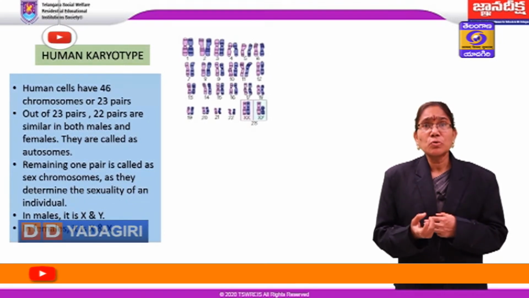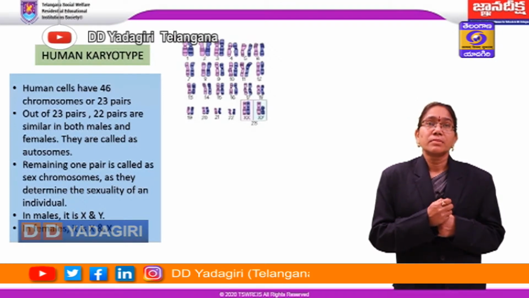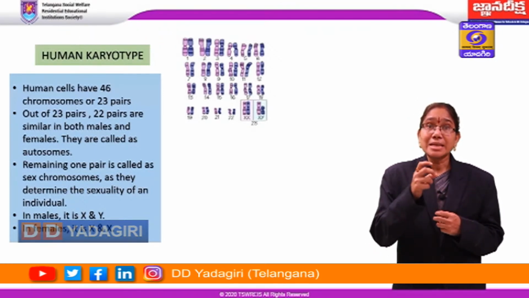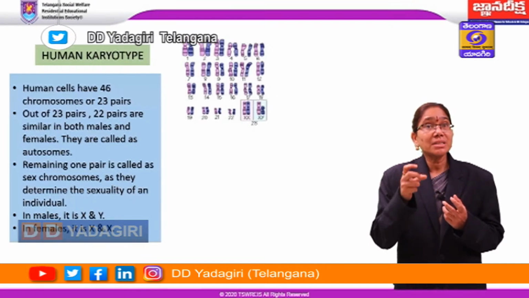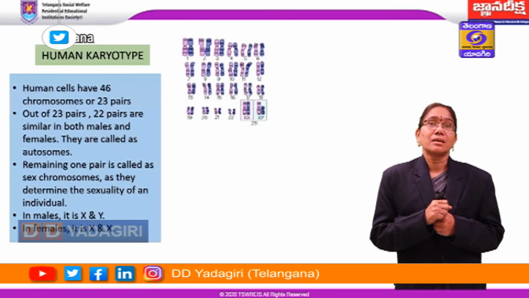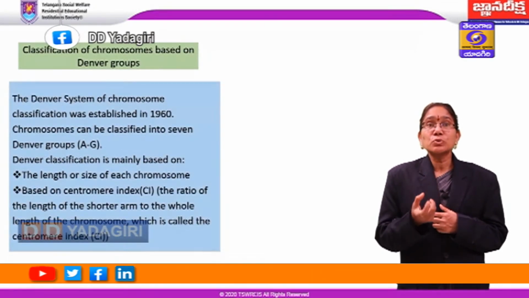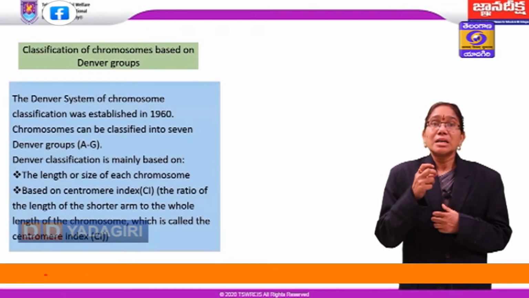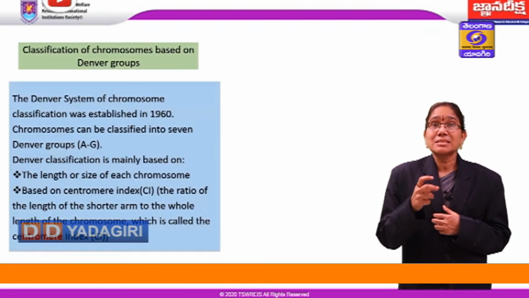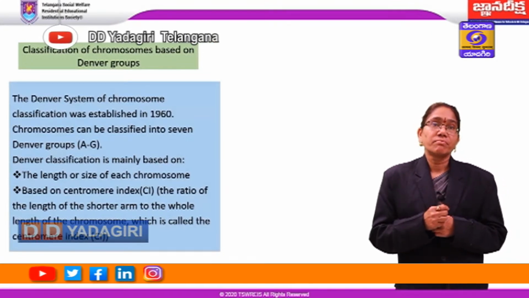Arrangement of chromosomes is not random in a karyogram. It should be in a standard manner, which allows us to identify the abnormalities easily. Denver classified chromosomes in a proper manner.